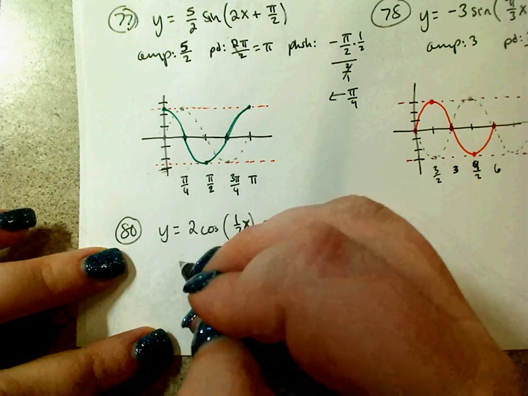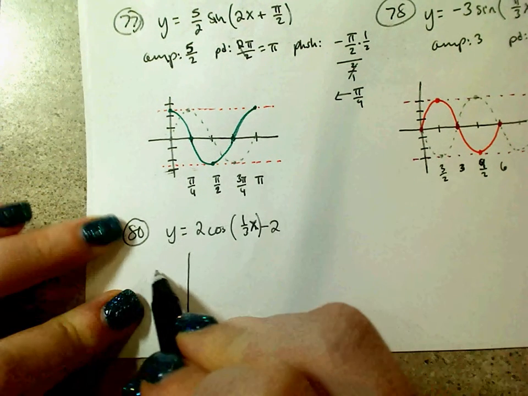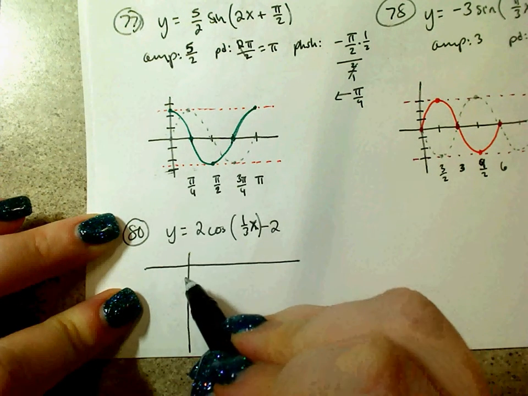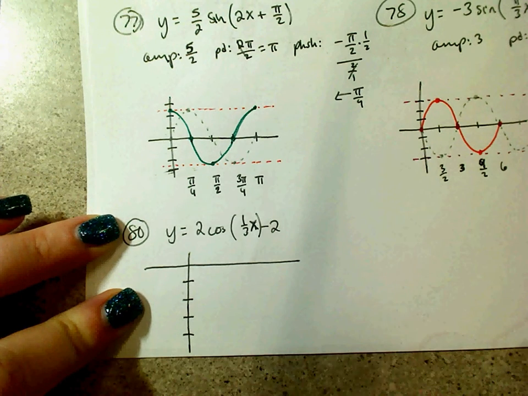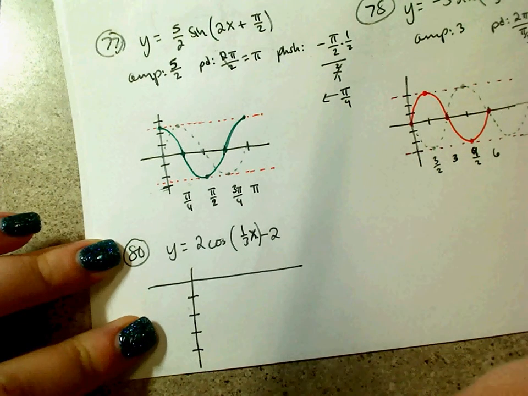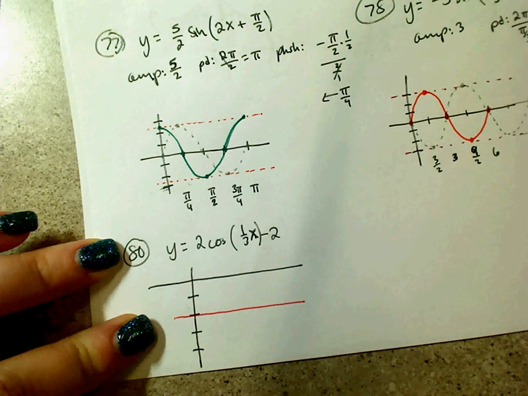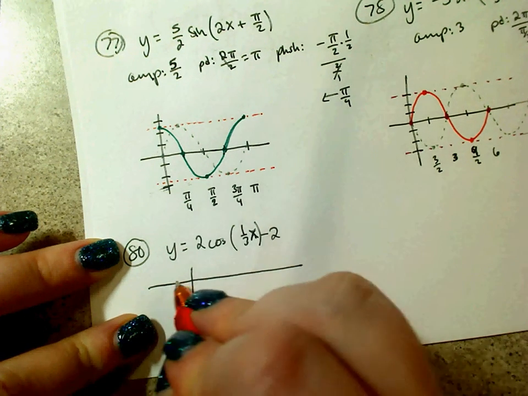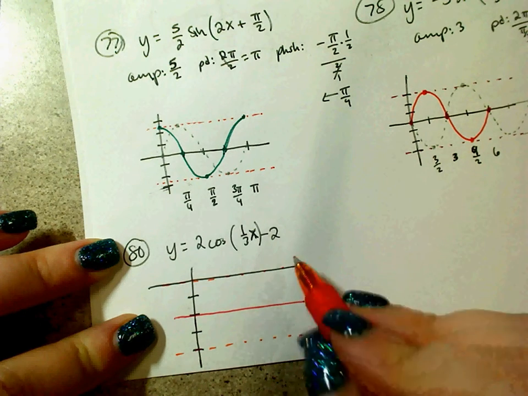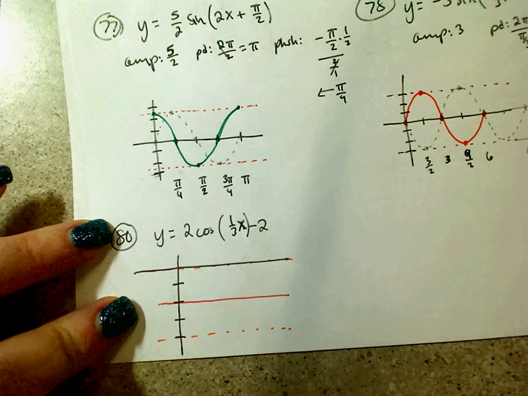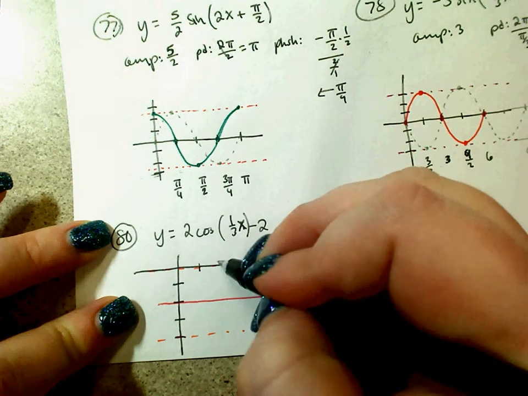So my midline, it says go down 2, and my amplitude is 2. So I'm going to go down 1, 2, 3, 4. So the new midline is -2, and my amplitude lines are 2 up and 2 down. So at -4 and 0. Okay. I'm going to go ahead and mark those for 1, 2, 3, 4, which means down here.